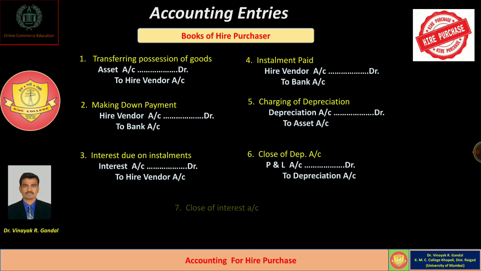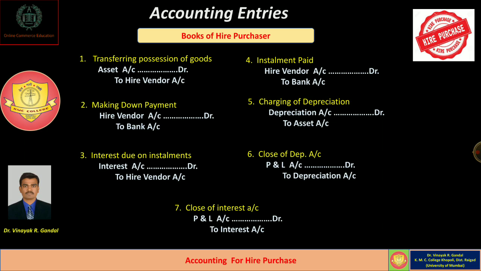And the seventh, last transaction, is closing of interest account. Whatever amount of interest is there at the end of the accounting year, the balance of interest account is to be transferred to profit and loss account by preparing the accounting entry like profit and loss account debit to interest account. So dear students, these are the accounting entries which we have to record in the books of the hire purchaser.